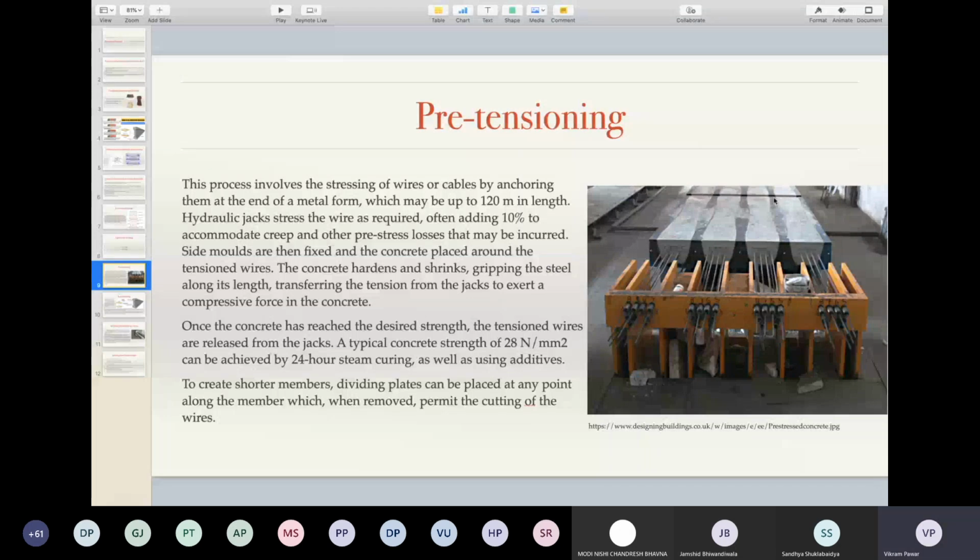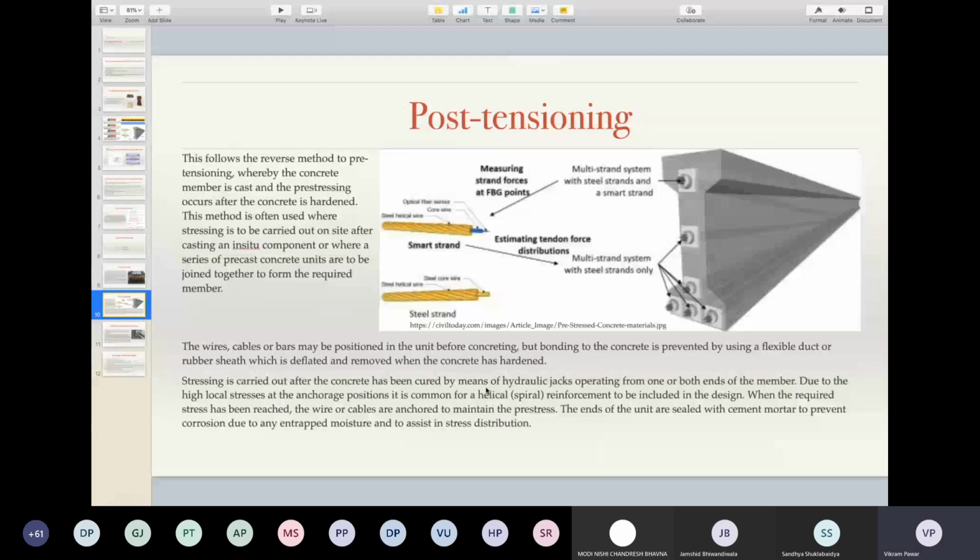Yeah. Coming to post tensioning, instead of tensioning before the concrete is poured, this method involves tensioning after the concrete is poured and everything is done. So what does it mean? This is a reverse method to pre-tensioning, whereby the concrete member is cast and the pre-stressing occurs after the concrete is hardened.